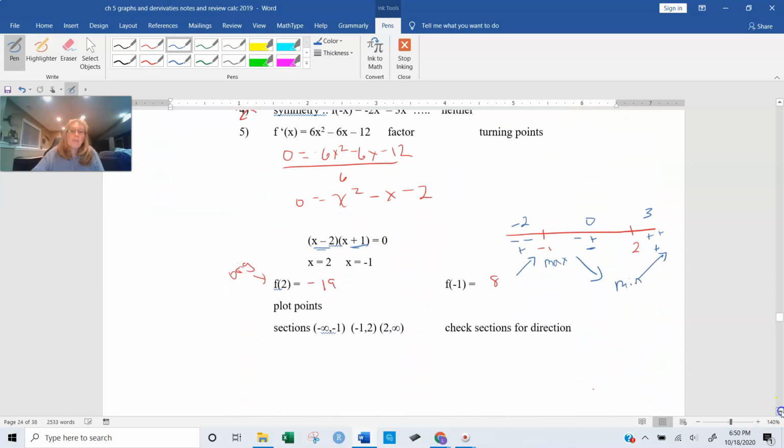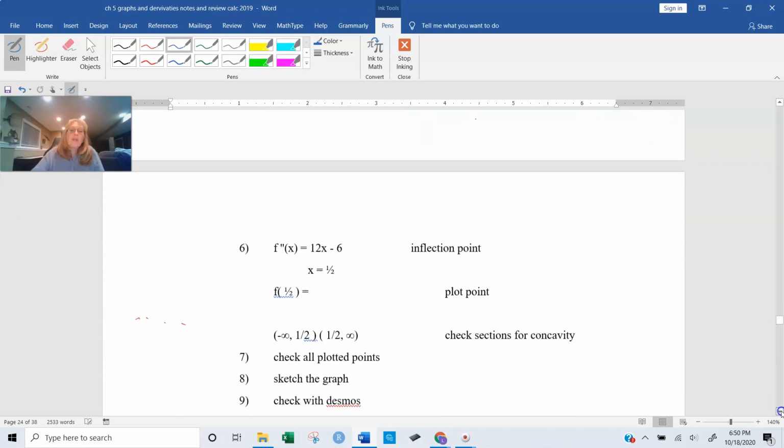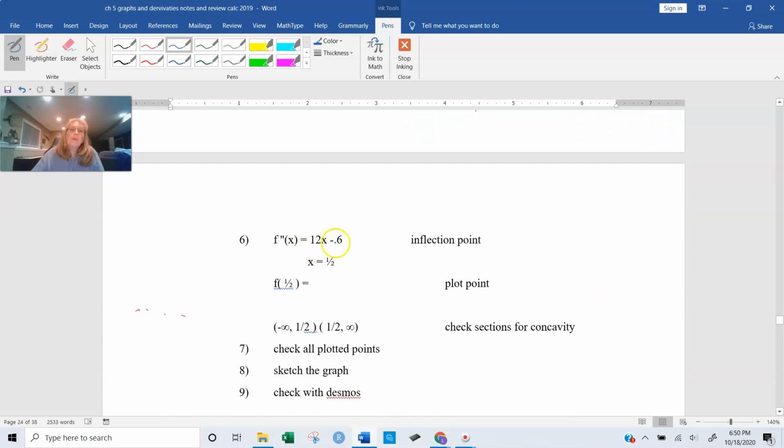inflection. So to find the points of inflection, we do the double derivative, which is 2x minus 6. We set that equal to 0, and we get 1/2. Again, we plug this into our original in our table mode, and when you plug in 1/2, you're going to get negative 5.5.